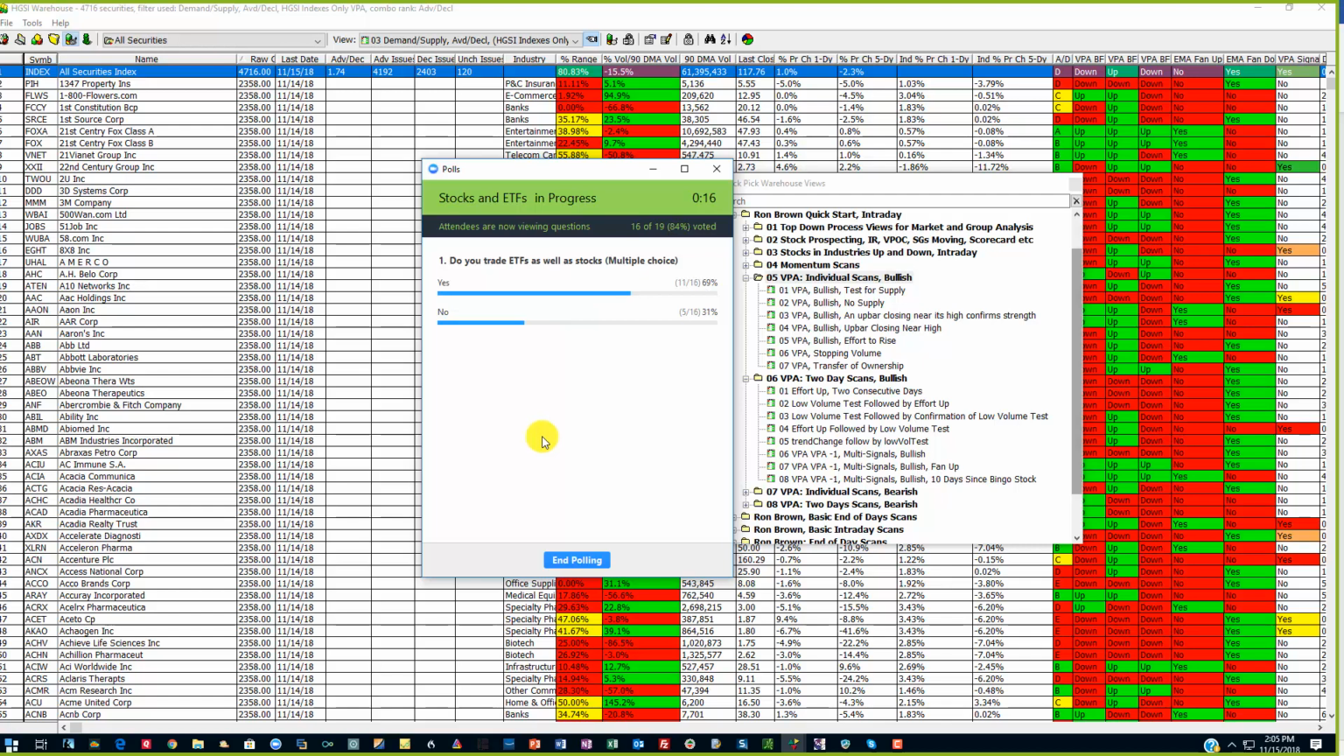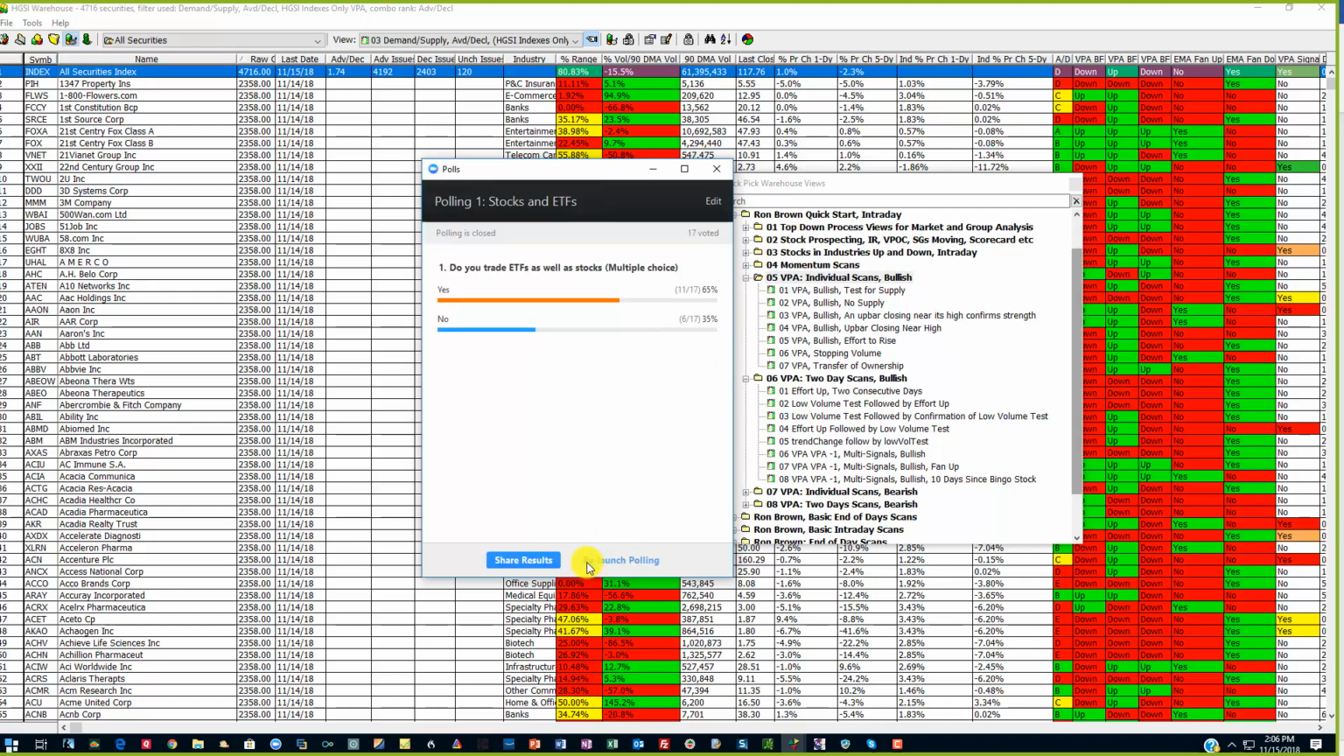Because a lot of you trade ETFs, I'll show you some things I'm thinking about. Okay, 16 out of 19 have voted. That's enough, that gives me a good idea. So it's about 2/3 to 1/3. But we might as well, oops, I'm sorry.